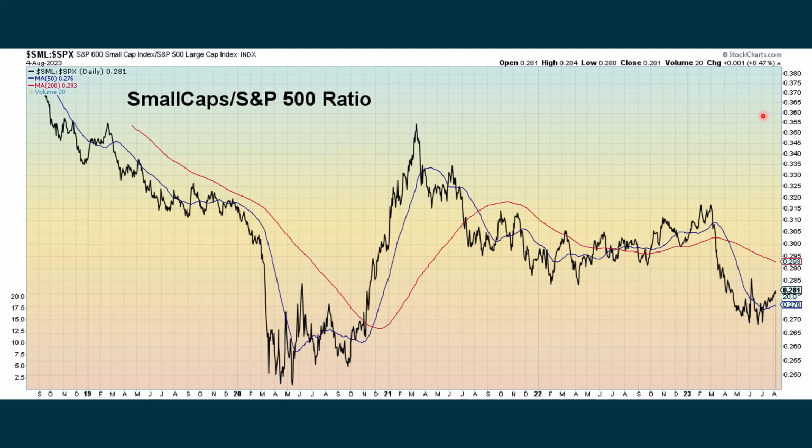We look at small caps, the S&P 500. Longer term, they're still in a downtrend, but way over on the right, you can see where they're starting to show some improvement. In a good, healthy environment, we want to see the small caps participating.